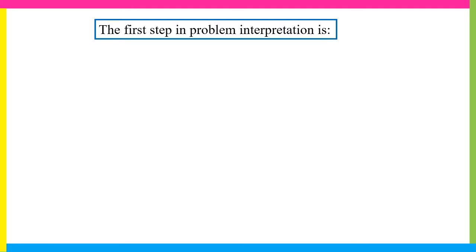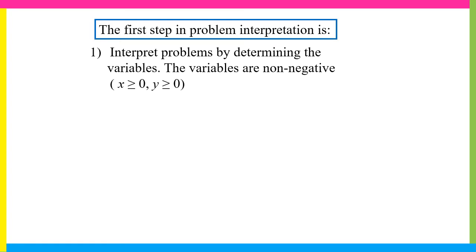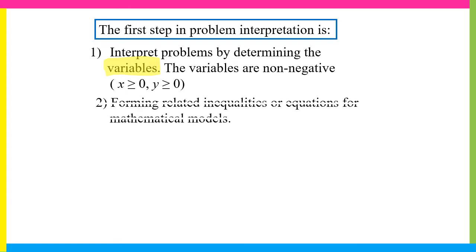Okay, the first step in problem interpretation is to interpret the problem by determining the variables. So the variables are non-negative. So x and y can be the variables. So for linear programming, we only have 2 variables, right? So we either have x or y. Now to determine what is the x, what is the y. And then this variable must not be a negative number. So it is always positive, or 0 can be.